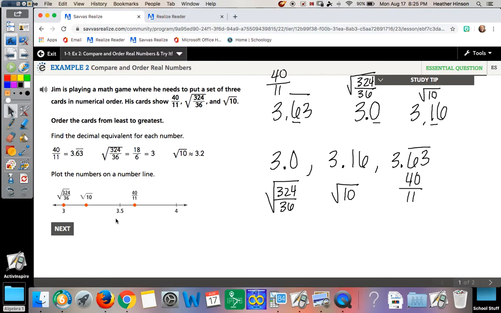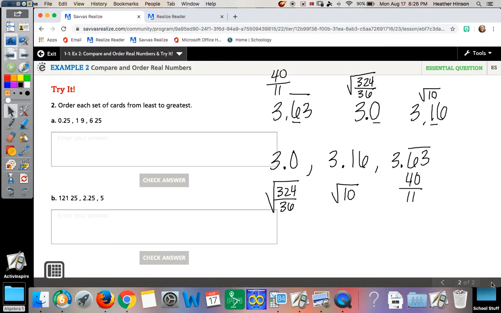And they put it on a number line here. It didn't ask us to put it on a number line, so I didn't. But this is what it would look like if you did. So square root of 324 over 36 ended up being just a plain old 3, so it would go on 3. Square root of 10 was a little more than 3, so it goes just slightly after it. 40 over 11 was a little more than 3 1/2, so it goes a little bit after 3 1/2. And then just listing them out least to greatest exactly like we had it.